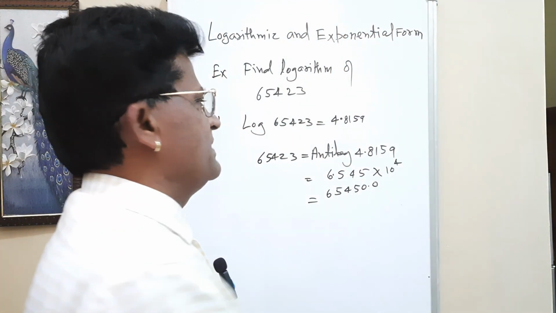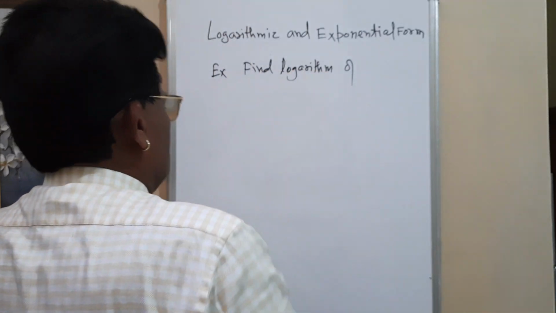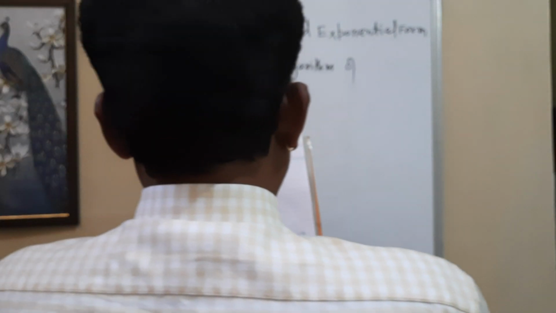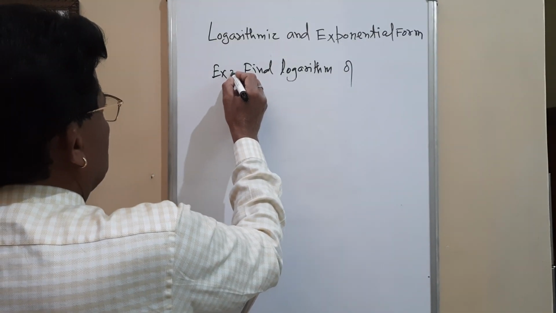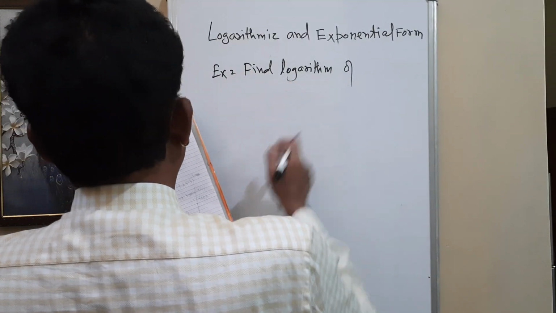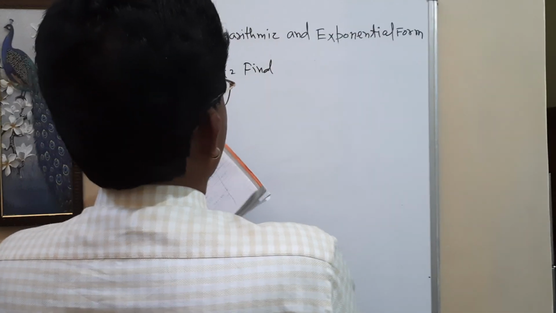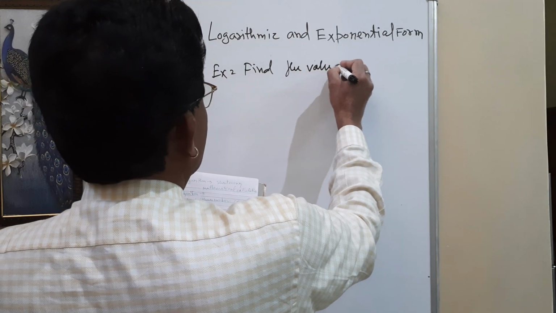ओके, लेट मी टेक वन मोर क्वेश्चन रिगार्डिंग दैट वन. One more question I am taking, which is also important for you, but you must have to keep in mind the characteristic as well as mantissa. Okay, चलिए मैं एक क्वेश्चन लेता हूं. क्वेश्चन 2, find the value of.